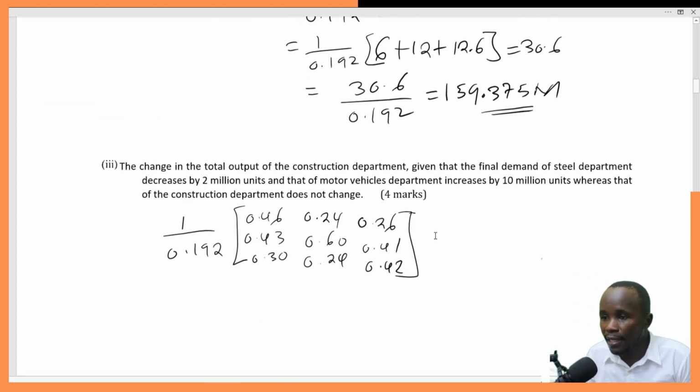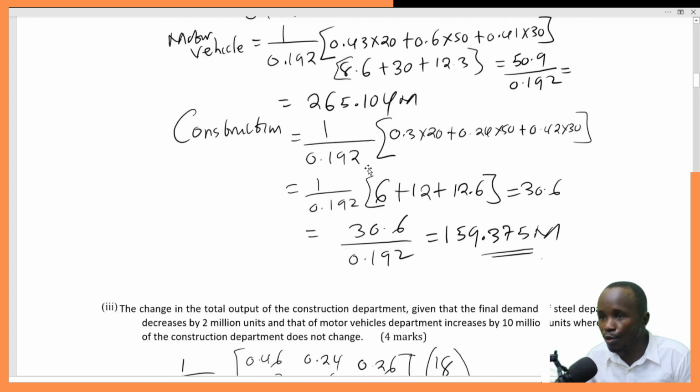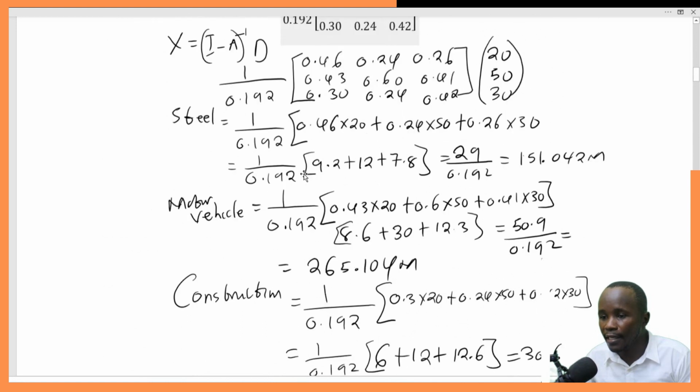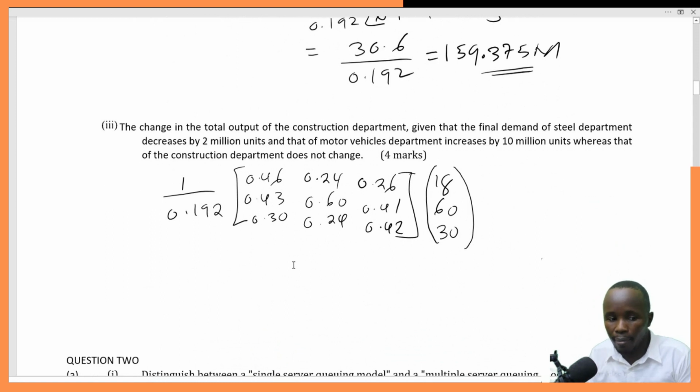But you are told that the steel department decreases by 2. Therefore, the demand changes from 20 to 18. And motor vehicle increases by 10, from 50 to 60, while the other one remains the same. So let's go to construction, because you are told the change in total output of the construction department. That is what we are looking for. Construction is in the third row.